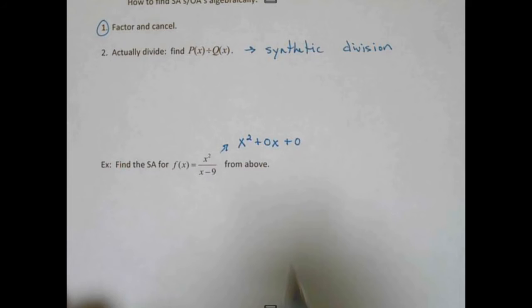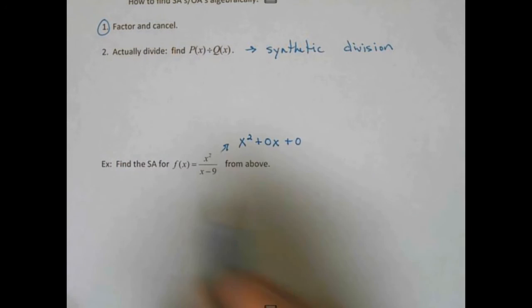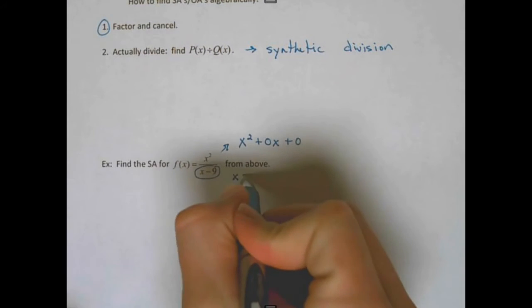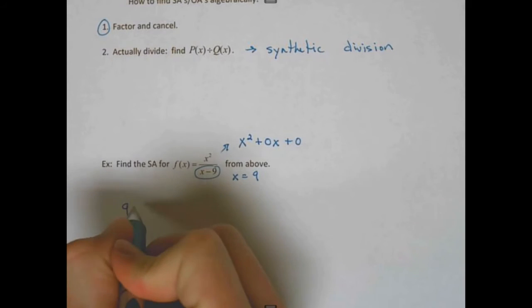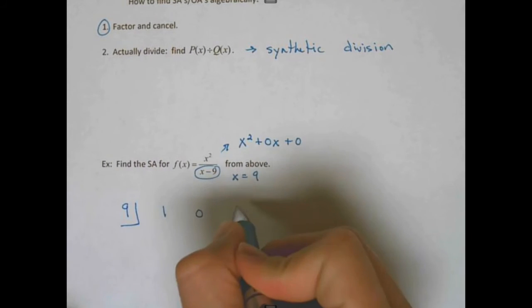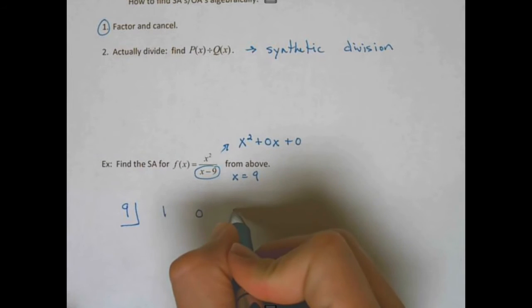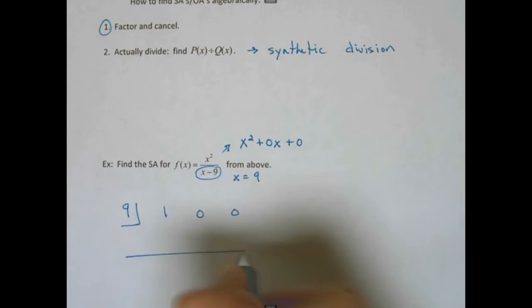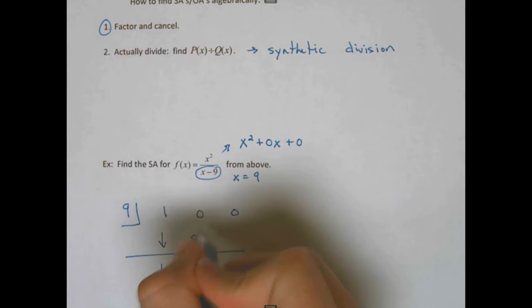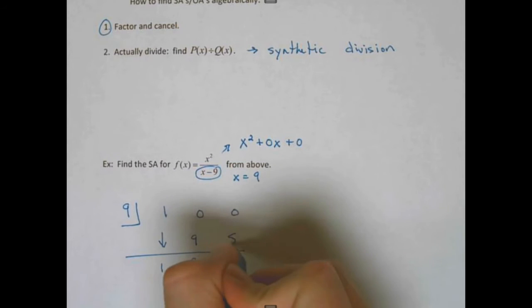With our synthetic division, the 0 goes in the box. We're dividing by x minus 9, so x equals 9 is the 0. So we put 9 out here. Then we have 1x squared, 0x, and then 0 is my constant. And I bring that 1 down. I get 9 times 1 is 9, and 0 plus 9 is 9. And then we have 81.